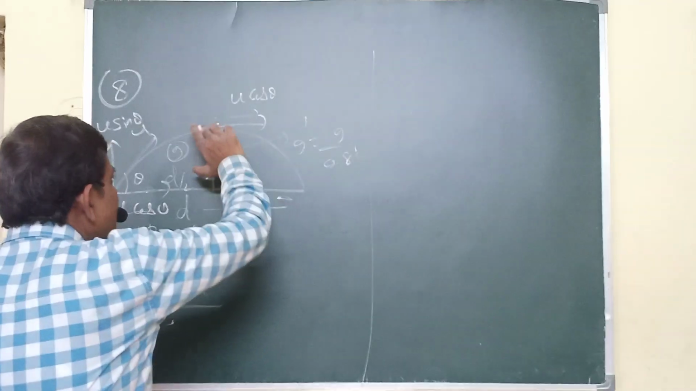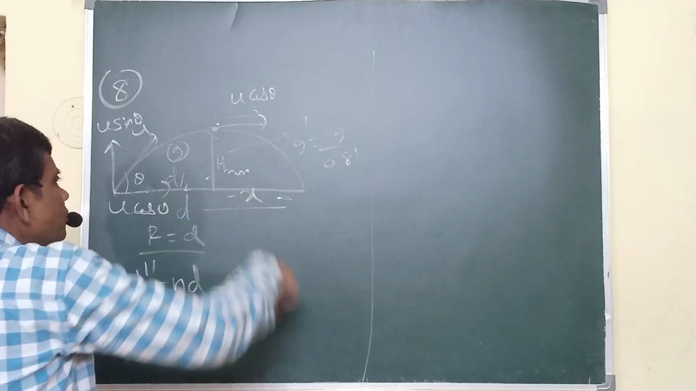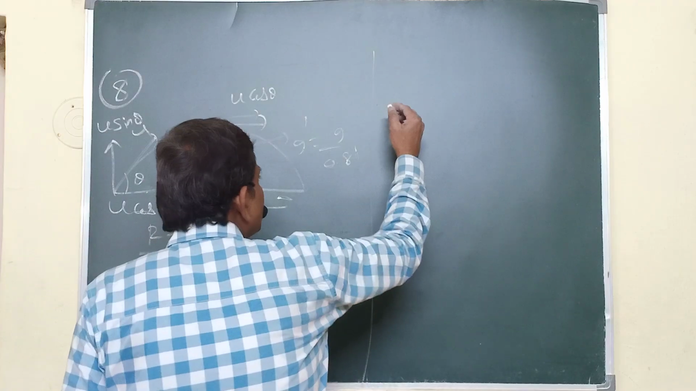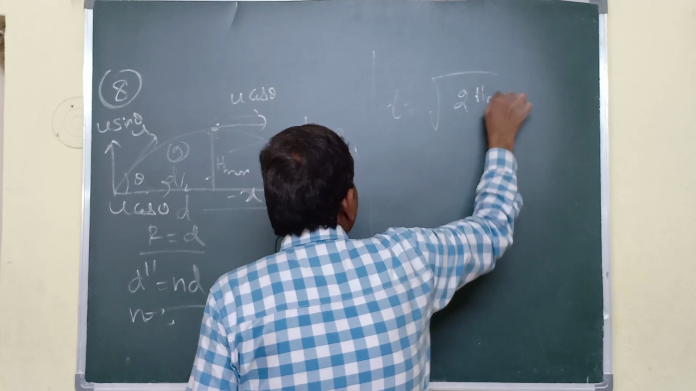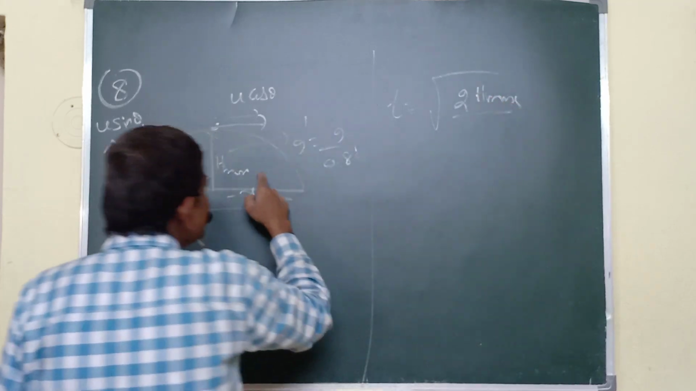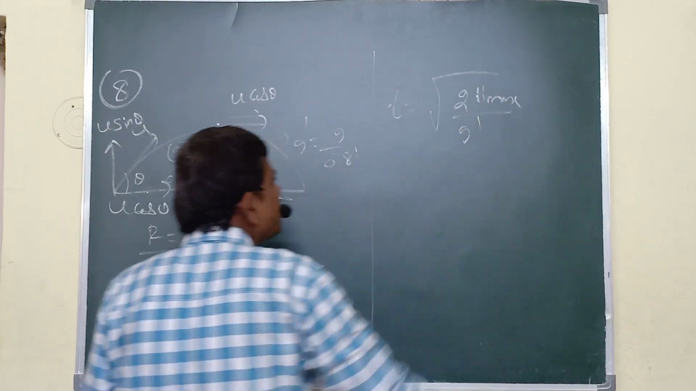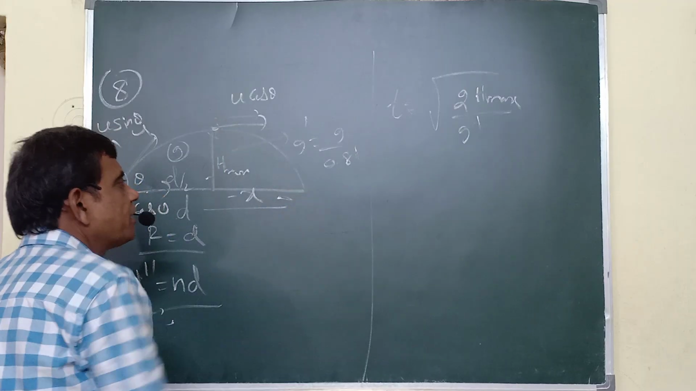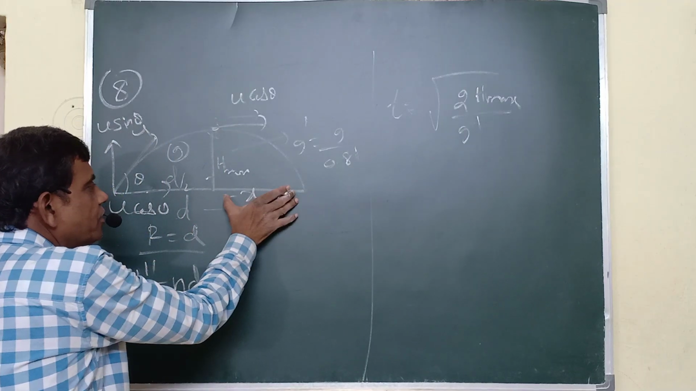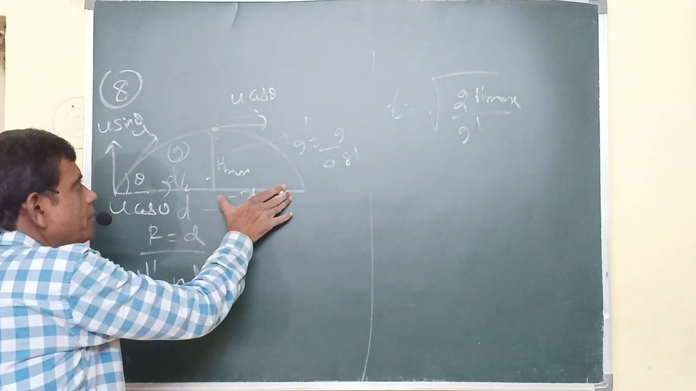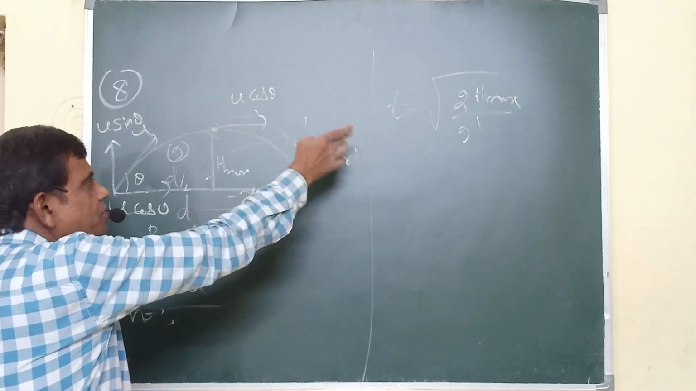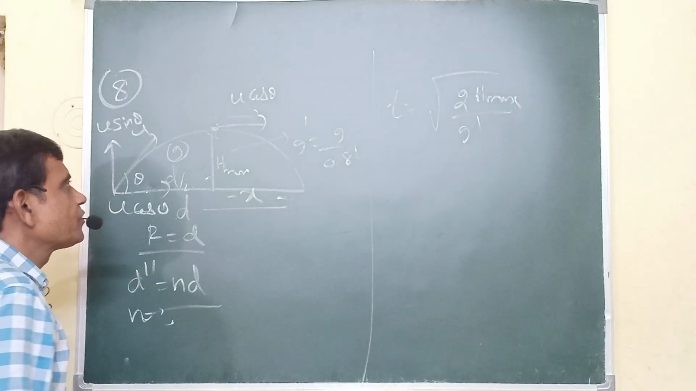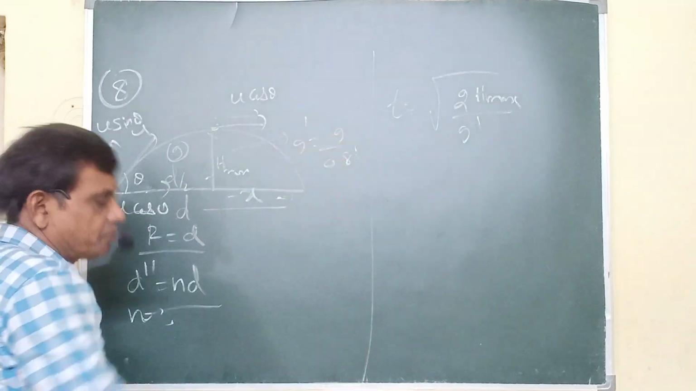What is the formula for time? Root 2h by g. Here for g, I am taking g dash. This time I am finding. So here, horizontal displacement means horizontal velocity into time. Horizontal velocity throughout the path is constant, into time. Like that I am getting the x value. So x equals u cos theta into t.